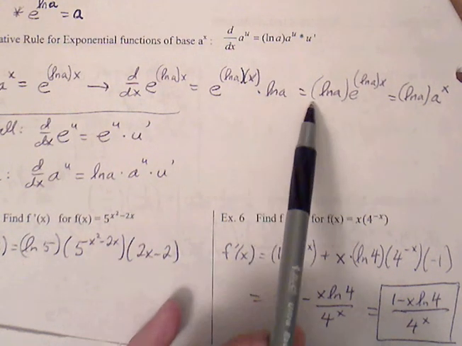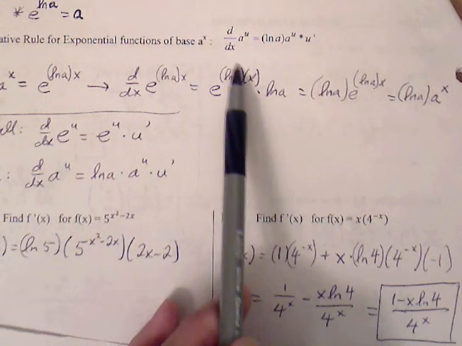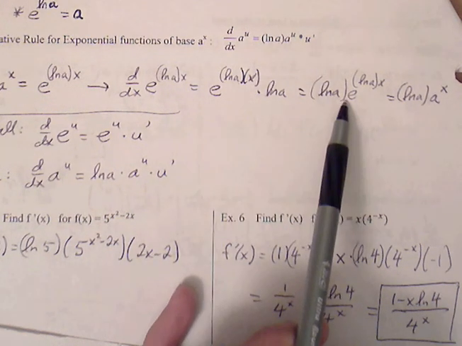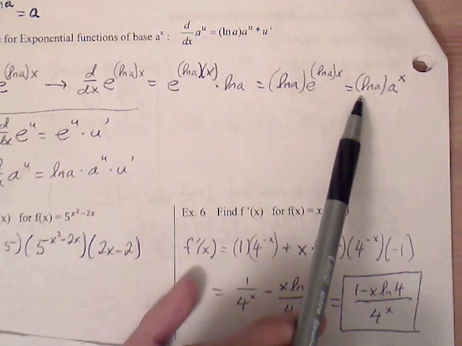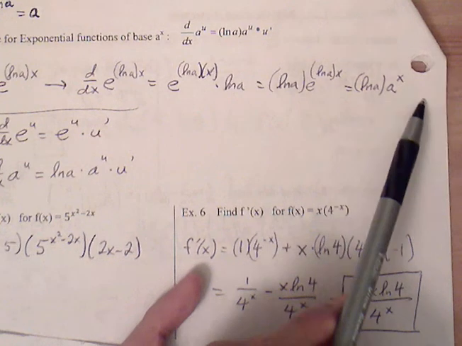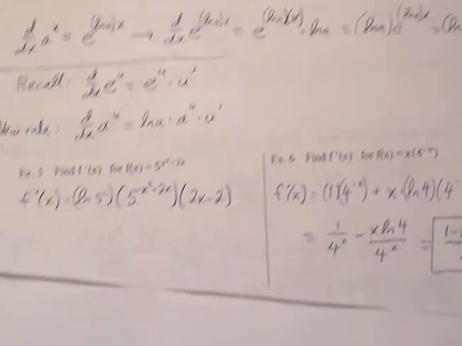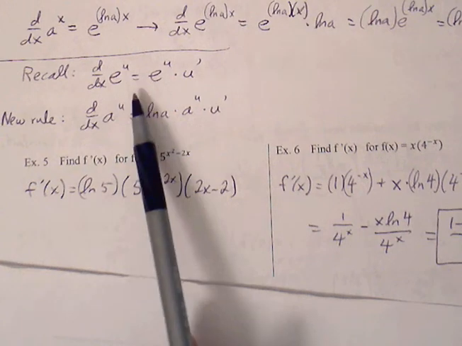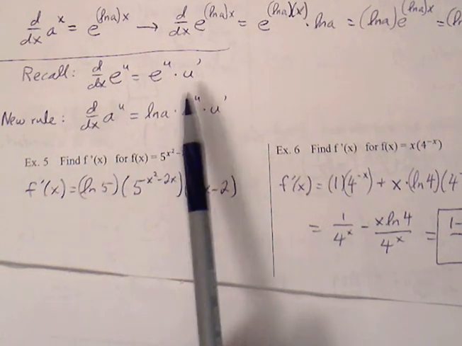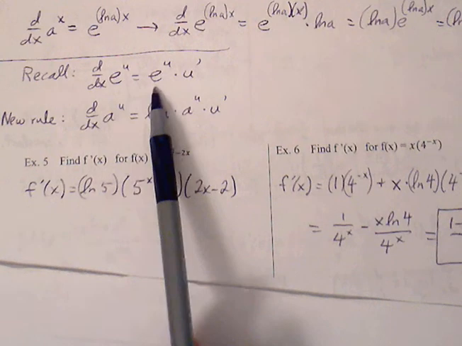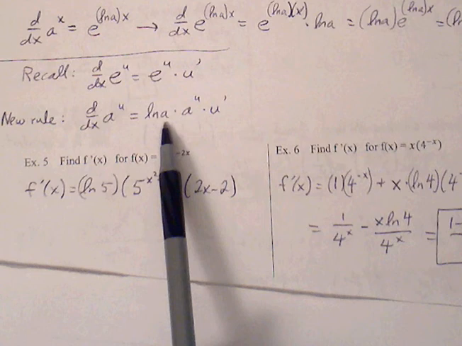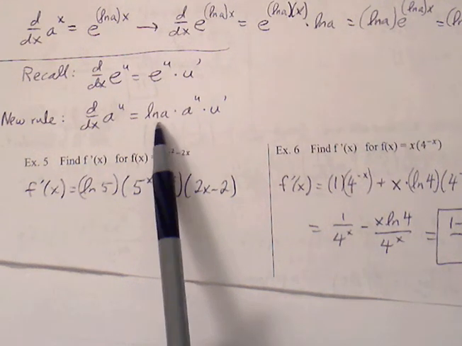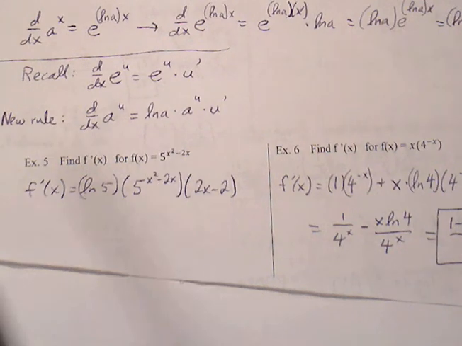Now, e to the ln of a, again, this represents a, so I can think of that as a to the x. So our rule for a to the u will simply be ln of a times a to the u times u prime. Okay, so if you compare this with the rule for e to the u, you're going to see a lot of similarities here. e to the u becomes e to the u times u prime. a to the u is a to the u times u prime with this extra portion to account for the fact that it is not base e. There's that conversion process, so ln of a.